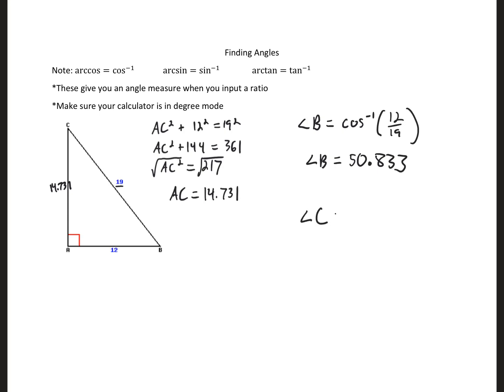Let's find angle C now. To find angle C, 12 is the opposite and 19 is the hypotenuse. So we're going to use the inverse sine function. So sine inverse of that ratio. Opposite is 12. Hypotenuse is 19. And entering that in our graphing calculator, we'll get angle C is 39.167 rounded to 3 decimal places.